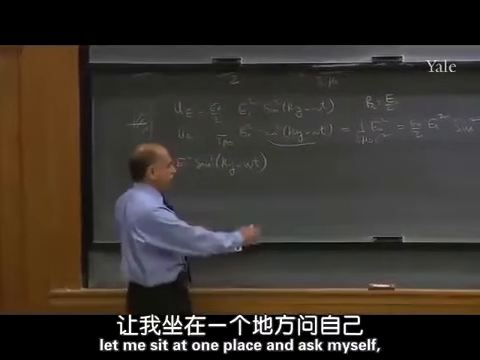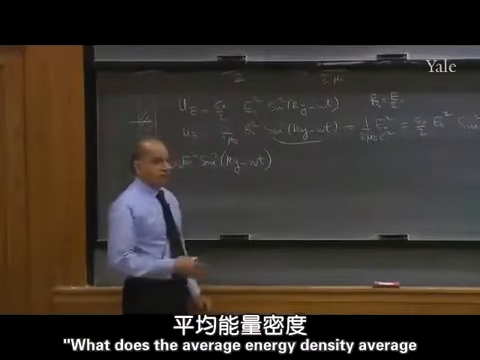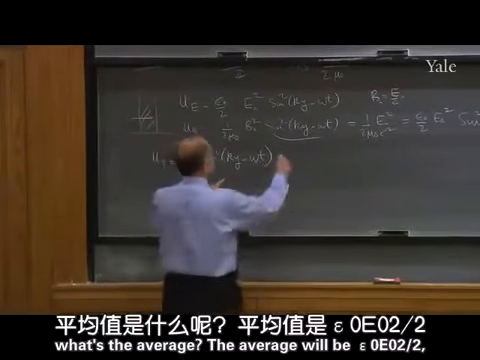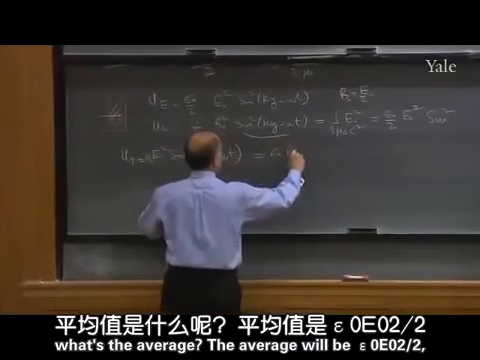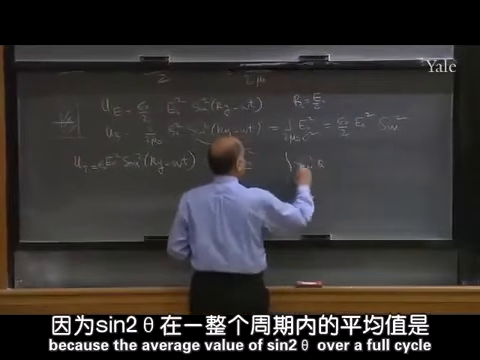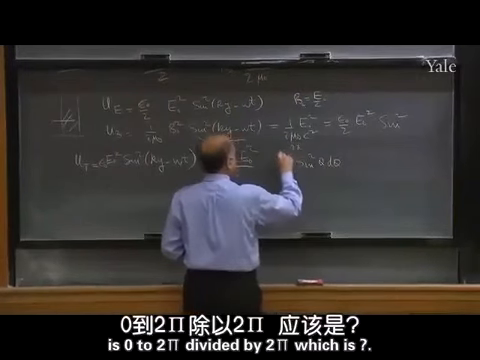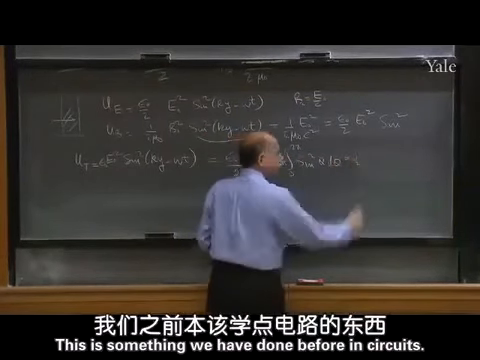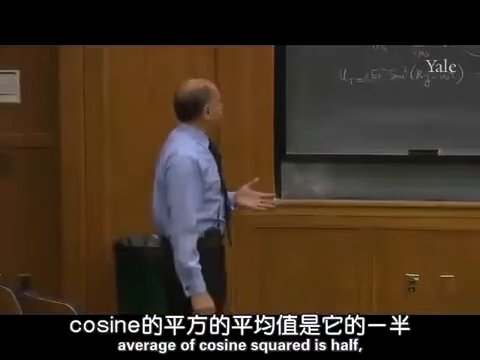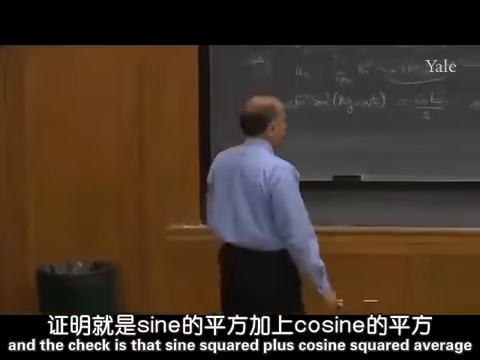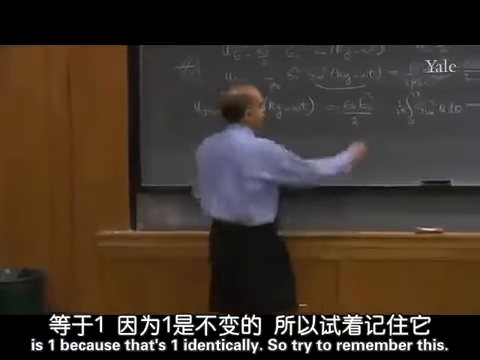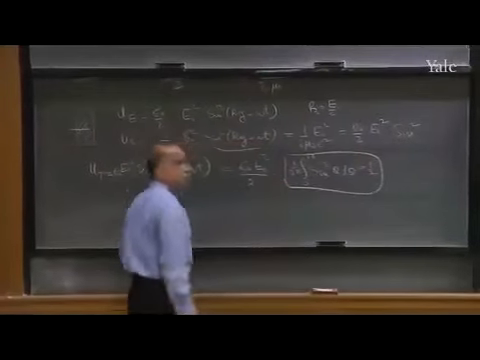So let me sit at one place and ask, what is the average energy density, averaged over a full cycle? If something is up sometimes and down sometimes, what's the average? The average will be epsilon 0 E0 squared over 2, because the average value of sine squared theta over a full cycle, 0 to 2 pi, divided by 2 pi, is just 1 over 2. This is something we have done before in circuits. Average of sine squared is half, average of cosine squared is half. And the check is that the average of sine squared plus cosine squared is 1, because that's 1 identically. So try to remember this. This is the average energy density.